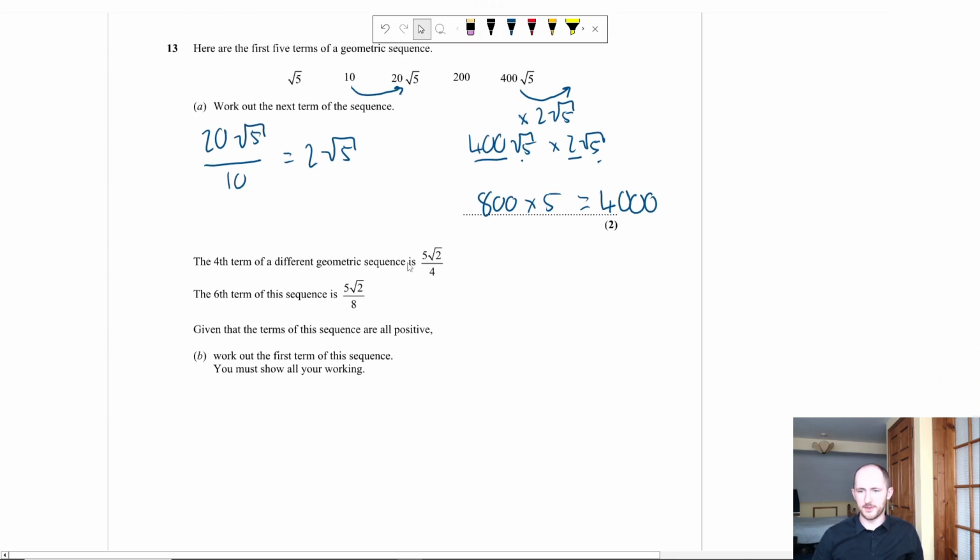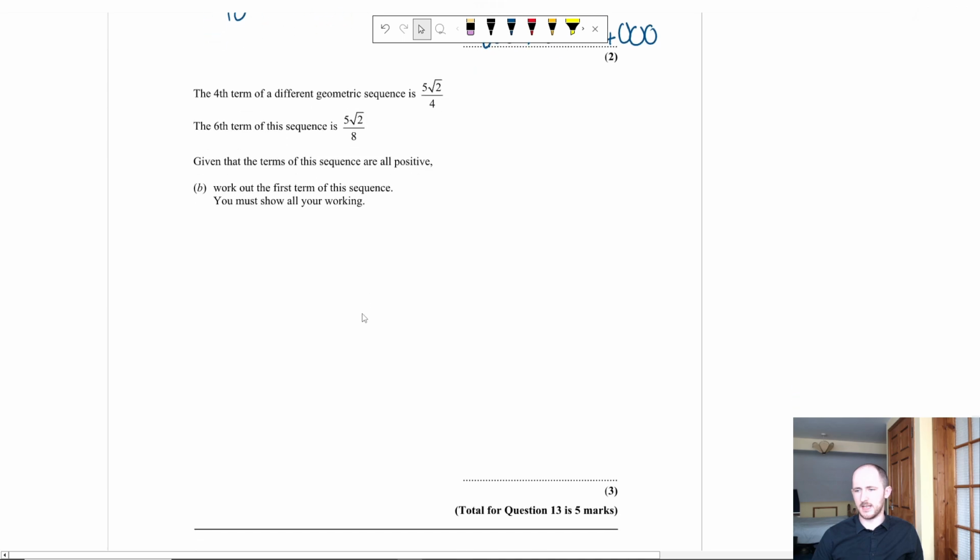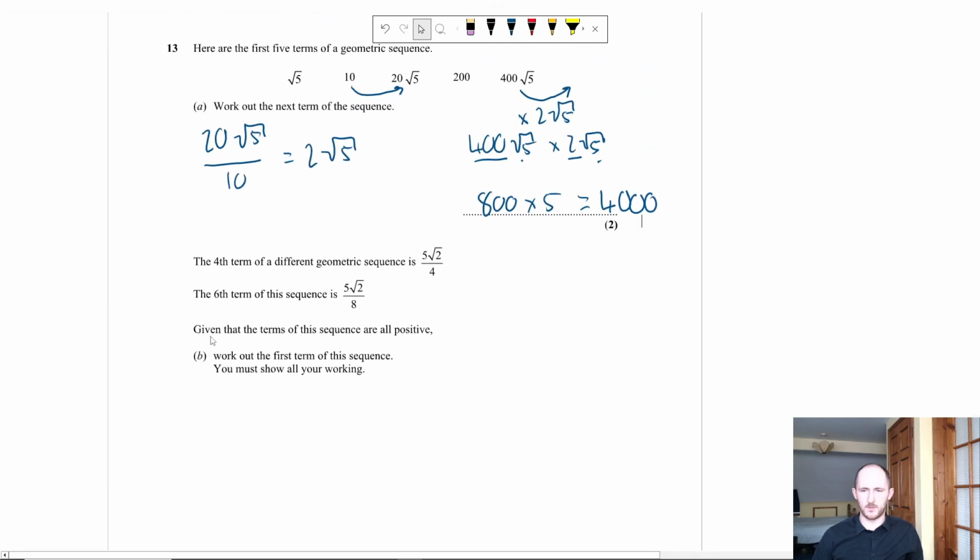The fourth term of a different sequence. So we actually did this question in one of the live lessons, actually. So this was submitted by someone. Of a different sequence is 5 root 2 over 4. The sixth term is 5 root 2 over 8. Given that all the terms are positive, work out the first term. So what we can do is, again, each time we're timesing by some common ratio, right? So essentially we have the fourth term, then it goes to the fifth term, then it goes to this next term here. So overall, they would have times by whatever the ratio is twice. So we square it, okay?